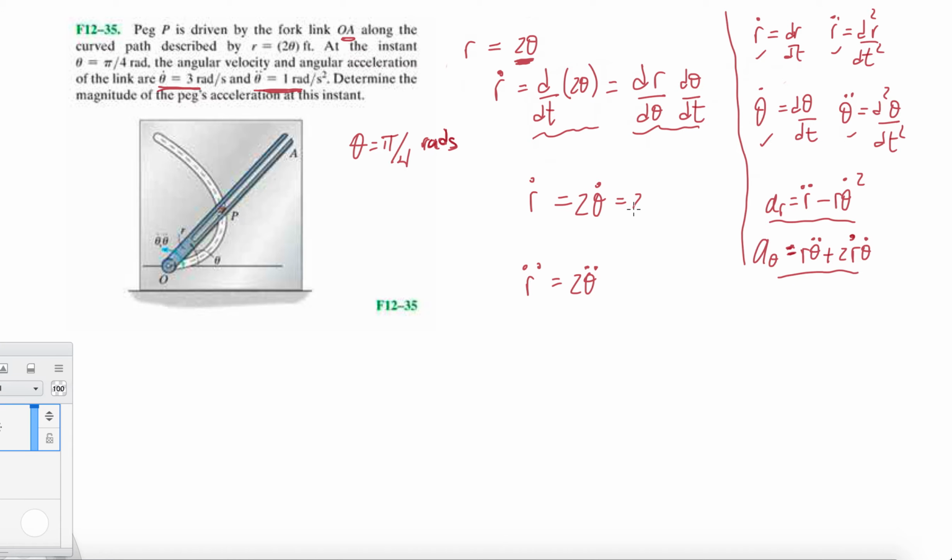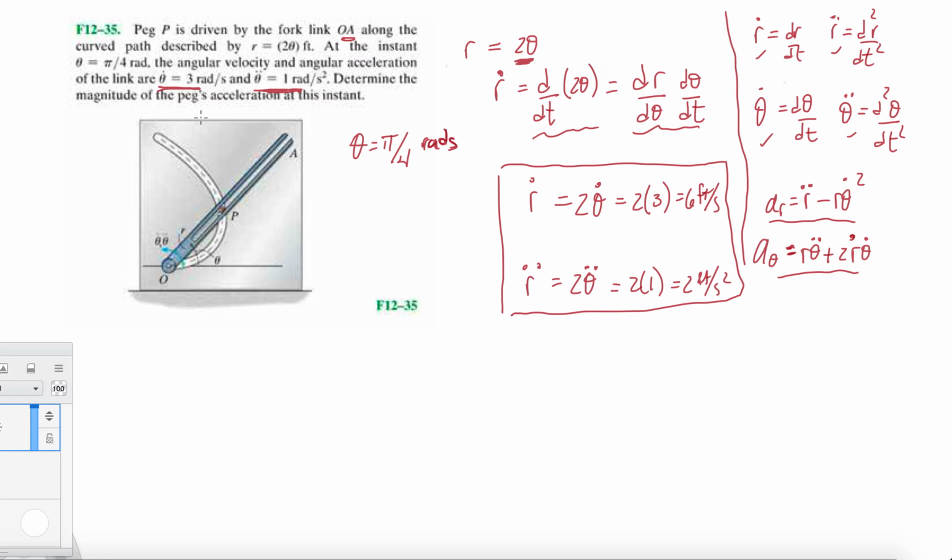So we can easily get the transverse velocity. It's 2 theta dot, so 2 times 3, so 6 feet per second, and then 2 times 1, right? So 2 feet per second squared. Okay, so we have r dot and r double dot, and we have theta dot and theta double dot. So now we can just plug it into these two equations.